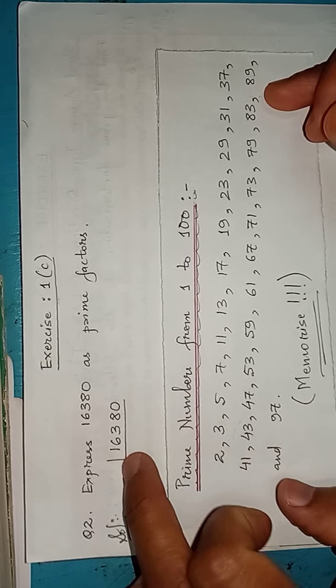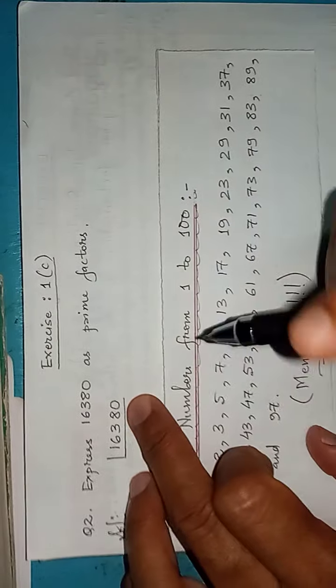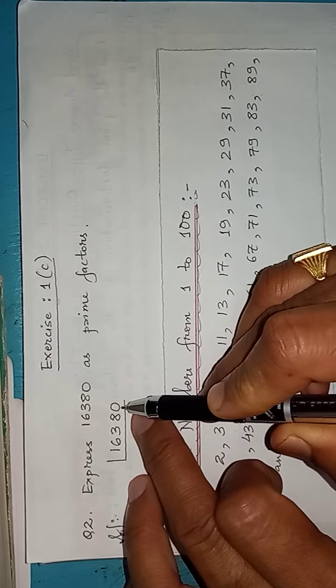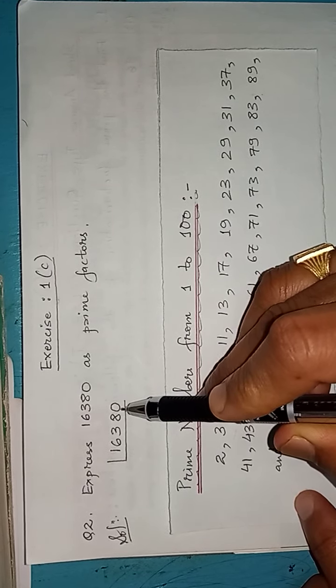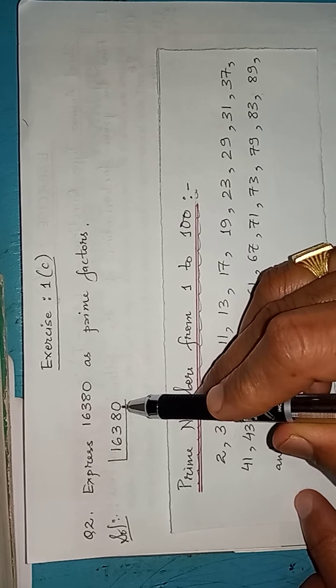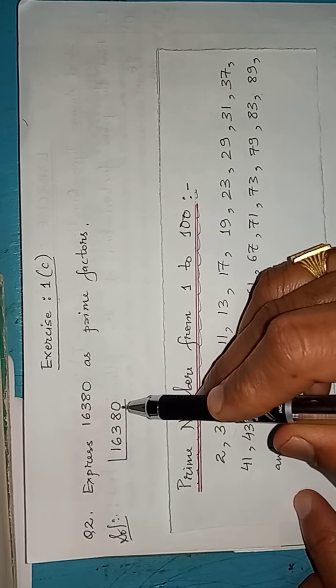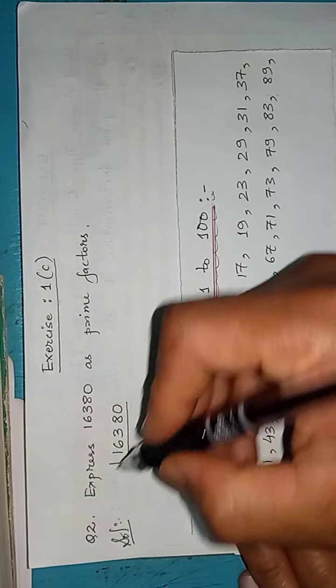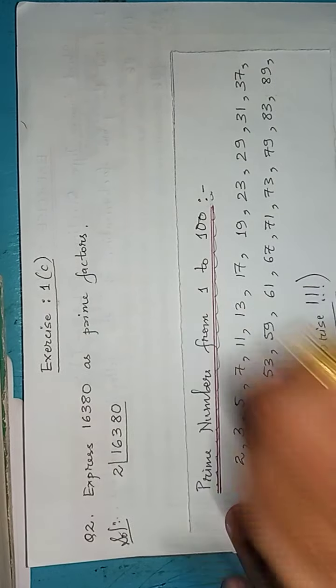Remember students, how to find an even number? To check, the unit digit should be either 0, 2, 4, 6 or 8. Since it's 0, obviously it's an even number. So let us divide by 2 for prime factorization.